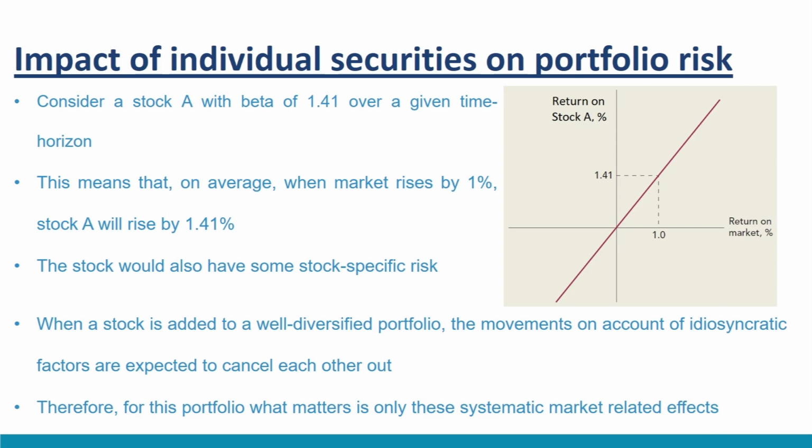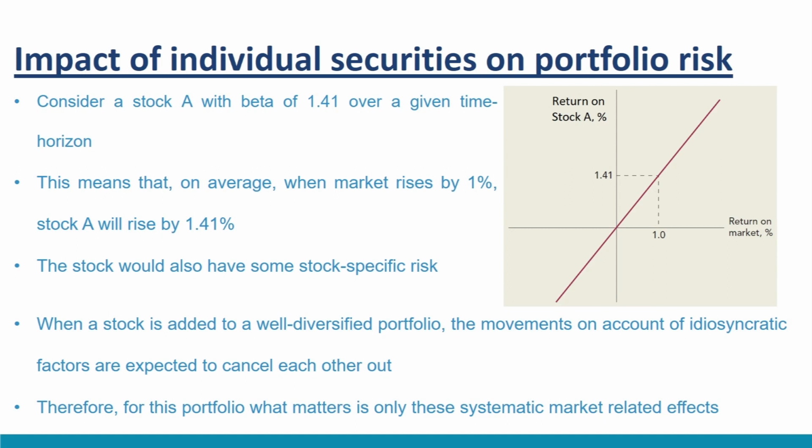Consider a stock with beta of 1.41 over the given time horizon. This means that on average in that period, when the market rises by 1%, stock A will rise by 1.41%. If the market falls by 2%, then stock A is expected to fall by 2.82% on average. If this stock does not have any stock-specific idiosyncratic risk, then its return profile can be easily plotted as shown here.